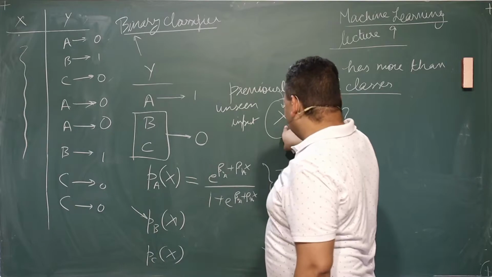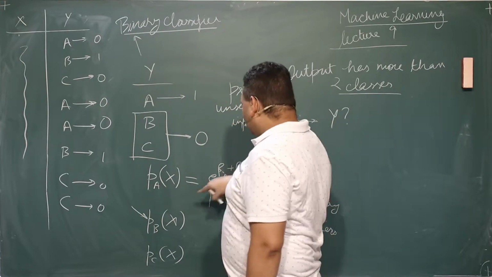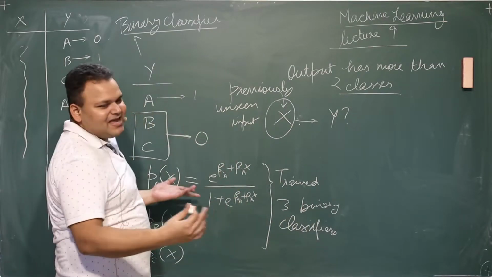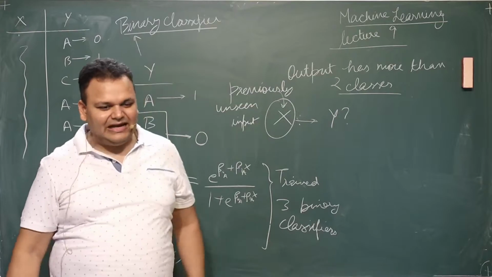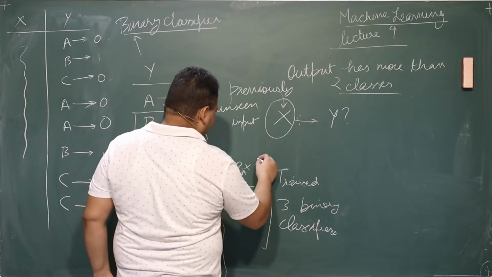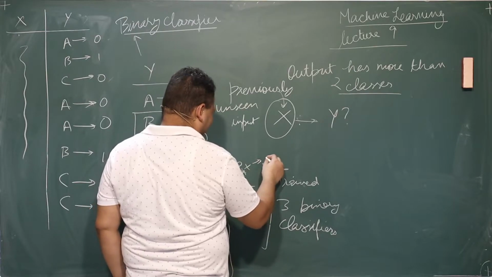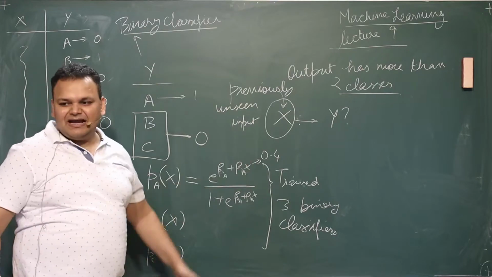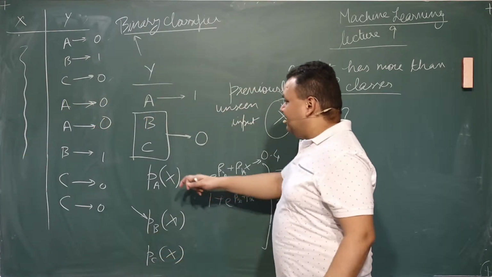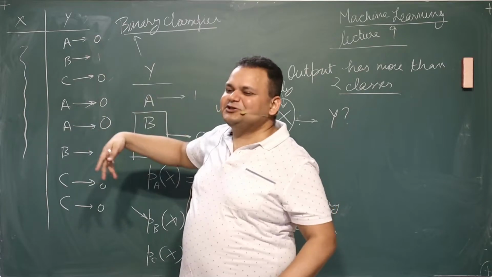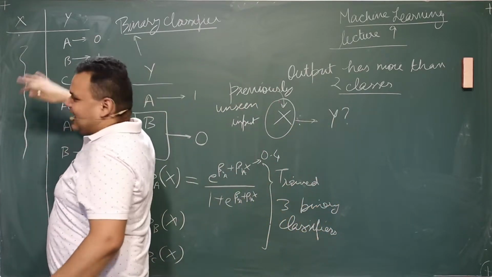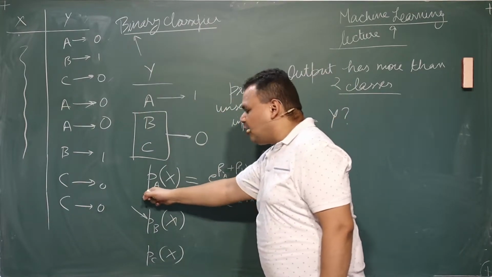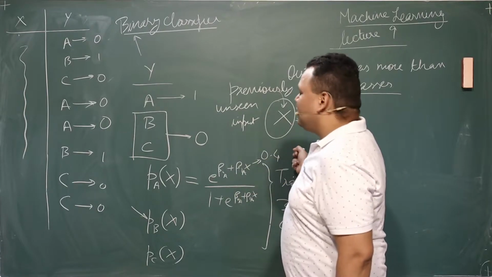So what are we going to do? We are going to put this x as the input to PA. I'll find the probability of something being A, given the value of x. Let us say I get PA to be equal to 0.4. What does that mean? If I had a binary classifier where one class was A and the other class was B or C, it does not matter whether it was B or C, I'm going to assign them the same thing. Then the probability of something being A is 0.4.